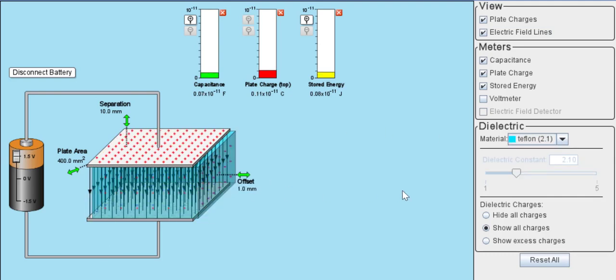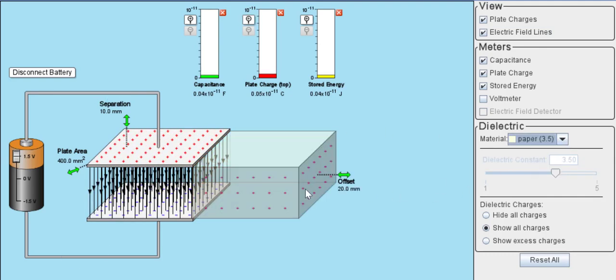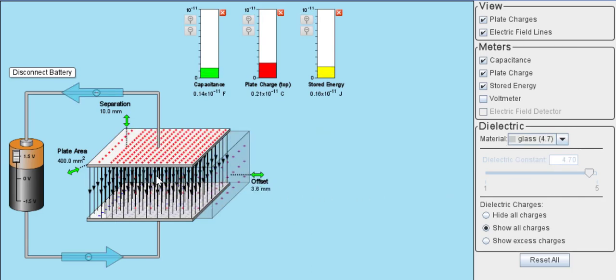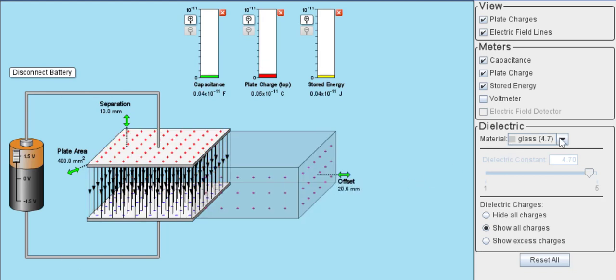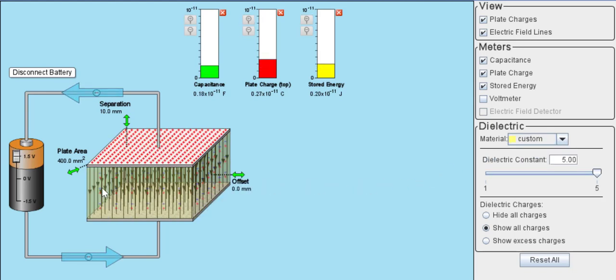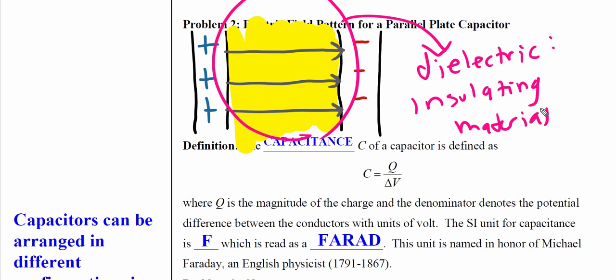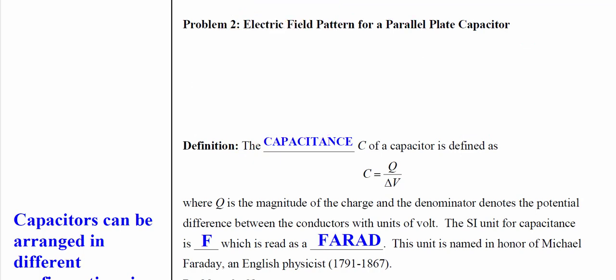Okay. In our class, we're not going to really focus on different dielectric materials. They can vary from capacitor to capacitor. We're going to simplify things in this class, and we're going to refer to what we call free space or air as our dielectric in this class.